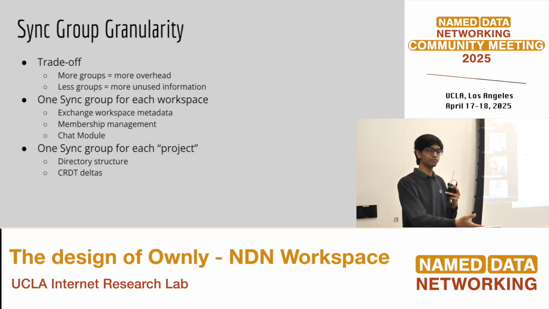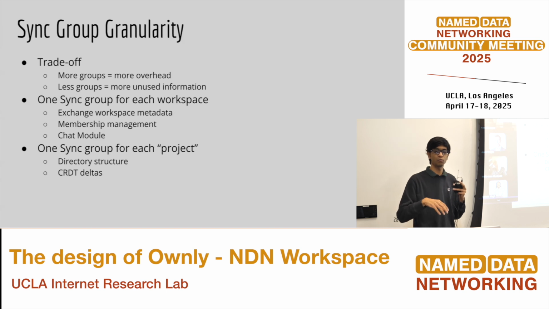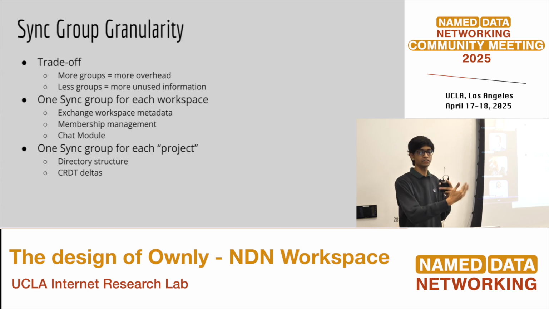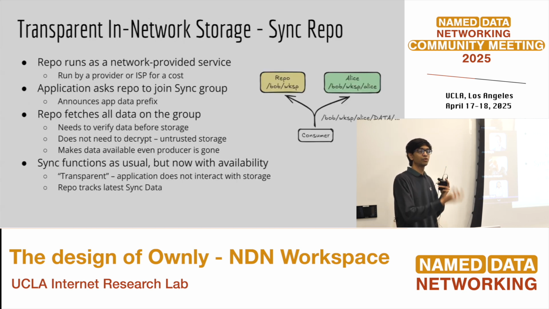And so for Workspace, for example, if you're in the workspace, you might see that there is a thing called project at the top, and you can have multiple different projects with different sets of files. The granularity that we chose for this application is that each project is a separate sync group, and there is one sync group for the entire workspace for the other parts, like metadata management, membership management, and the chat. This is a very application-specific question: how many sync groups you have, and again, there is a trade-off between them.